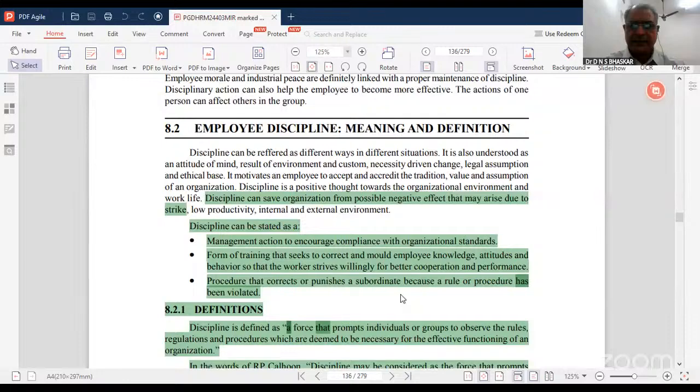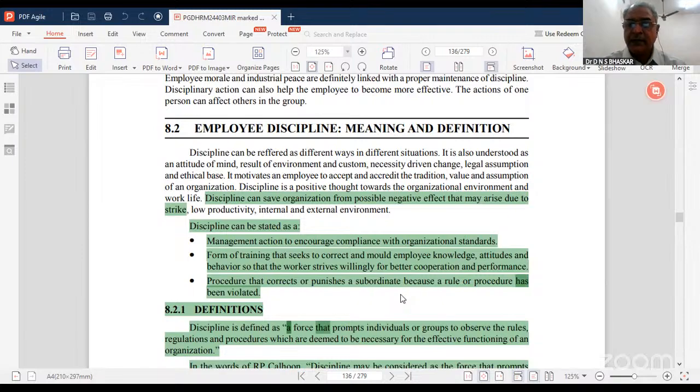Discipline can be stated as management action to encourage compliance with organizational standards. It is a form of training that seeks to correct and mold the employee's knowledge, attitude and behavior so that workers strive willingly towards better cooperation. It is a procedure that corrects and punishes the subordinate because the rules and procedures have been violated. If an employee obeys the rules, it's good. If the employee does not obey the rules, then it must resort to punishment action.